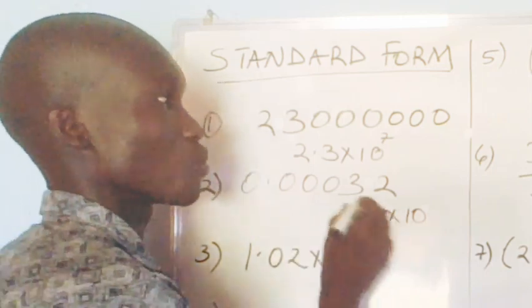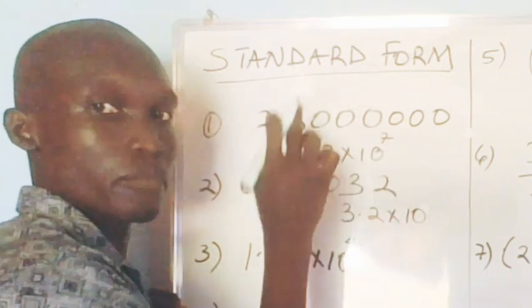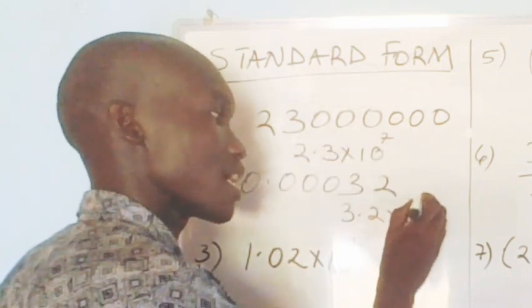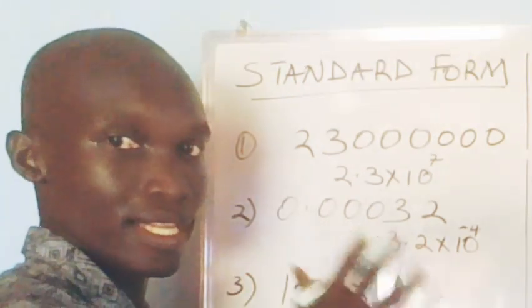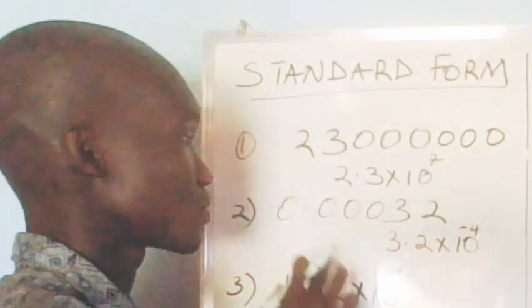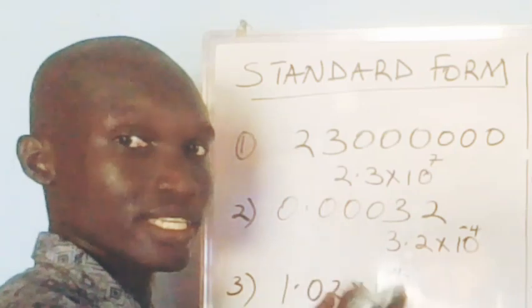So in this case, we are not going to have the power as positive, but we are going to have it as negative 4. Now this time it is going to be negative because we are dealing with numbers which already have decimal points.